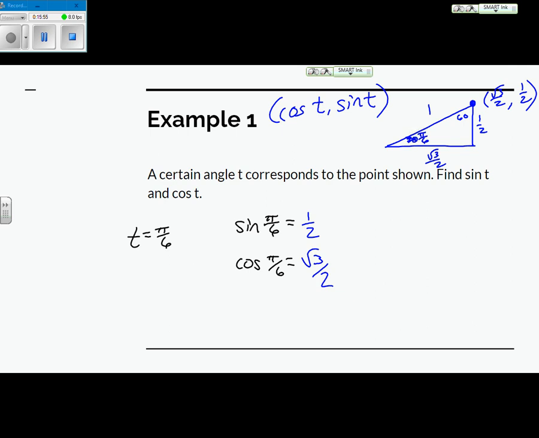So let's try that again. I'm going to jump all the way over to 4 pi over 3.